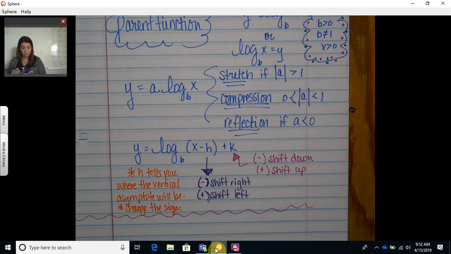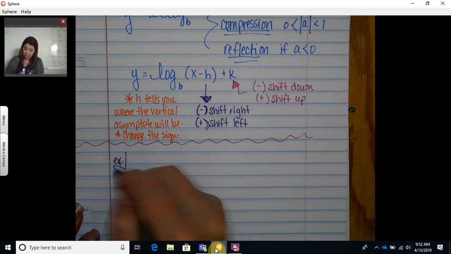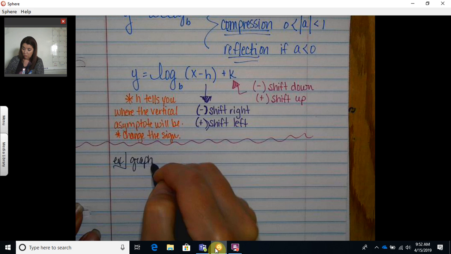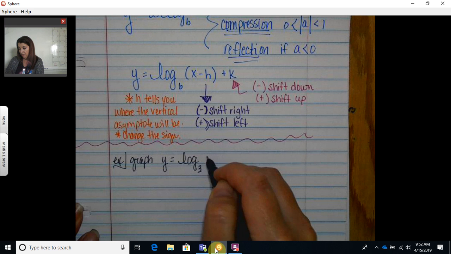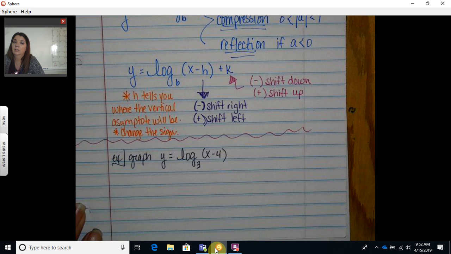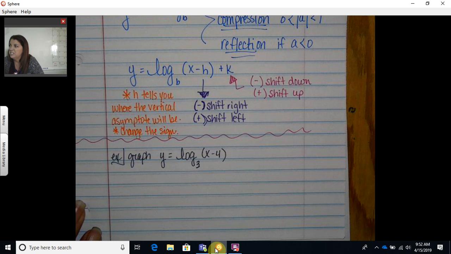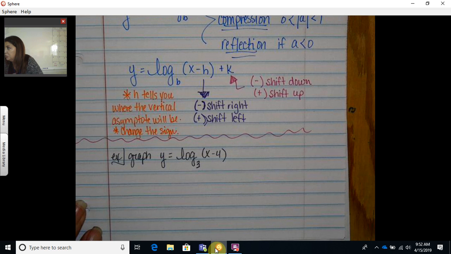We are going to graph y equals log base 3 of open parentheses x minus 4. Now, is that going to be on the left side or the right side of the asymptote? On the right, because it's not a reflection, right? It's not being multiplied by anything. So if it was multiplied by a negative number, we would know that it would be on the left side because it's a reflection. And it's not a stretch or a compression because there's no a there either.